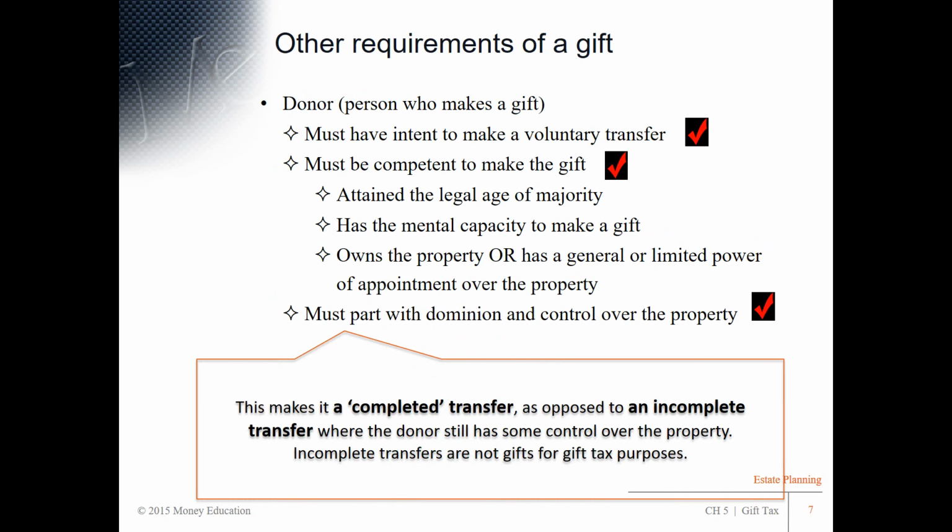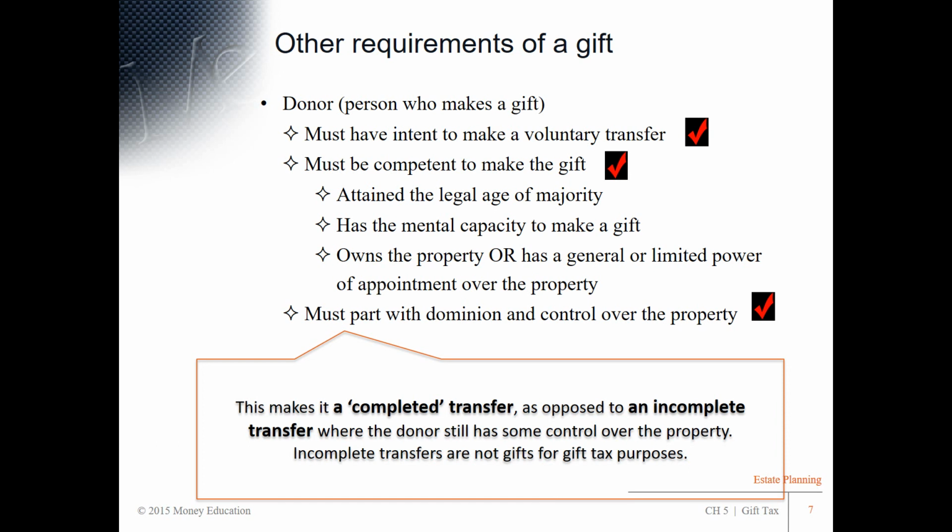Now, here are some other requirements of a gift. The donor must have the intent to make a voluntary transfer. They have to be competent to make the gift, which means that they have to have attained the legal age of majority. So for a child to give a gift is a problem. They have to have the mental capacity to make a gift. This usually comes into play most commonly with elderly people who may be suspected of having some sort of dementia. To be competent to make the gift, you have to own the property or have a general or limited power of appointment over the property. So you cannot gift property that you don't own.